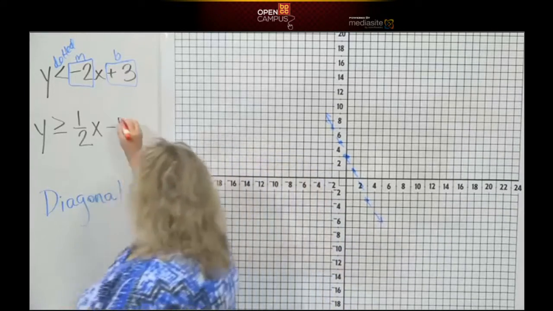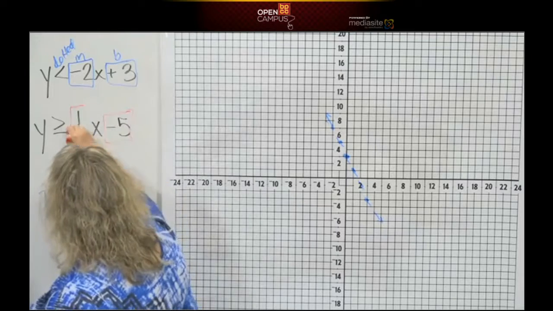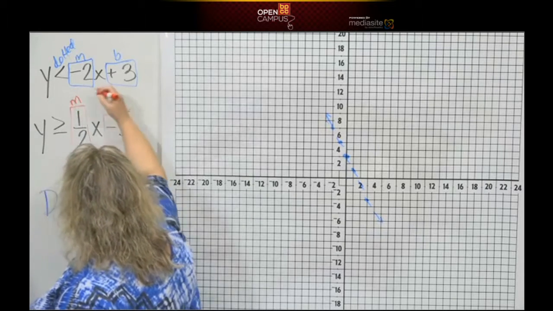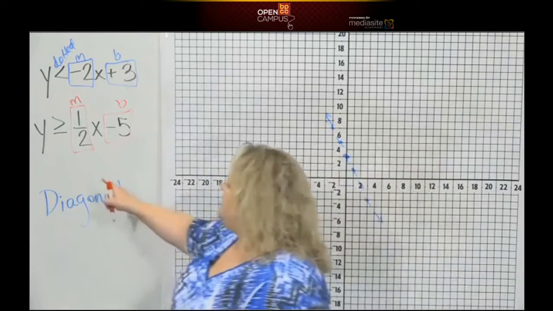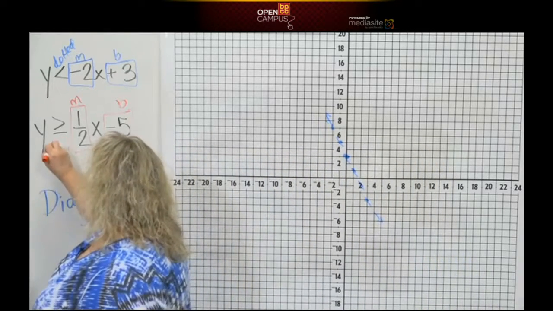The other one says my slope and my y-intercept. Here we go. My slope is positive 1/2. My y-intercept is negative 5. Am I dotted or solid? I have an equal to, so it is solid.